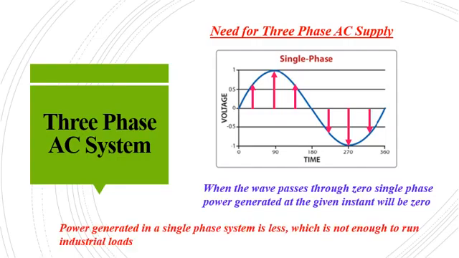Also, the power generated in a single phase system is less, and this is not enough to drive industrial loads which require higher power. So due to these drawbacks, we are going for polyphase systems, that is more than one phase. The commonly used polyphase system is the three-phase system.